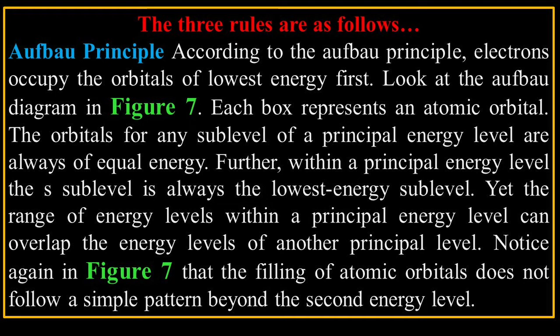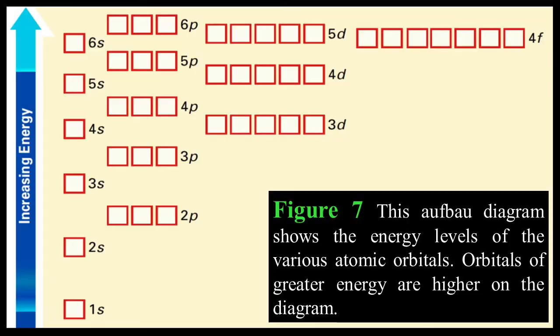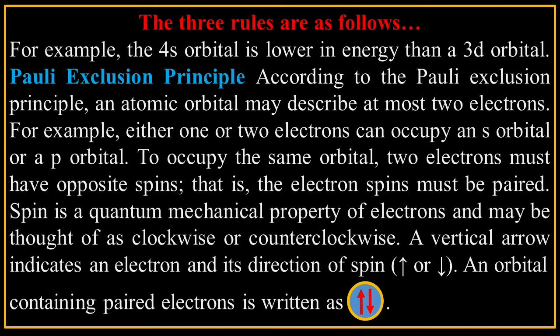Further, within a principal energy level, the s sublevel is always the lowest energy sublevel. Yet the range of energy levels within a principal energy level can overlap the energy levels of another principal level. Notice again in figure 7 that the filling of atomic orbitals does not follow a simple pattern beyond the second energy level. It gets a little bit crazy, and you'll see that as we proceed. You can see that you have 3p, then 4s, 3d is right after 4s, and then 4p. So it gets a little bit hairy. This Aufbau diagram shows the energy levels of the various atomic orbitals. Orbitals of greater energy are higher on the diagram. For example, the 4s orbital is lower in energy than the 3d orbital. Pauli exclusion principle.